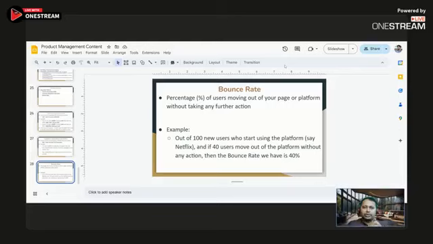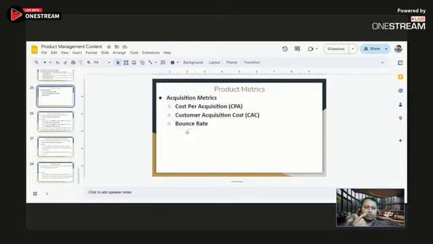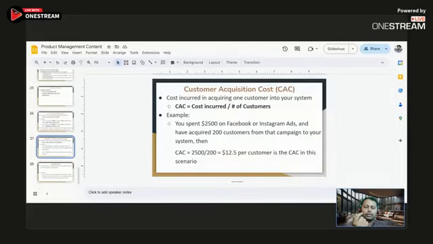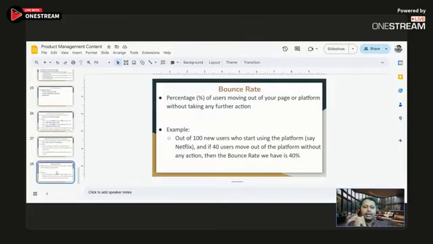So hope you found this interesting. To quickly reiterate what we talked about: the cost per acquisition, CPA, or cost per lead, which is cost incurred divided by number of leads, and we talked about customer acquisition cost, CAC, which is cost incurred divided by the number of customers acquired. And next we talked about bounce rate, which is the percentage of users who move out of the system without taking further action. So 100 users come in, 50 users move off your platform soon after they come in without taking any further action, your bounce rate is 50%. Right?